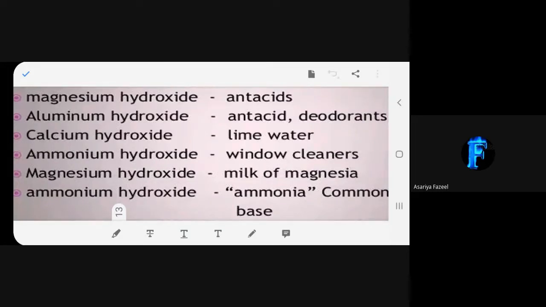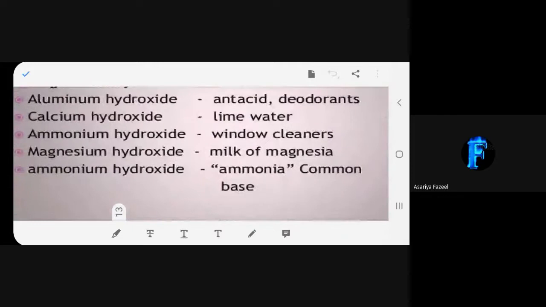Next is aluminium hydroxide, used in antacids and deodorants. This is also an antacid, that's medicine. What are deodorants, beta? It's a type of perfume, a spray. Deo.